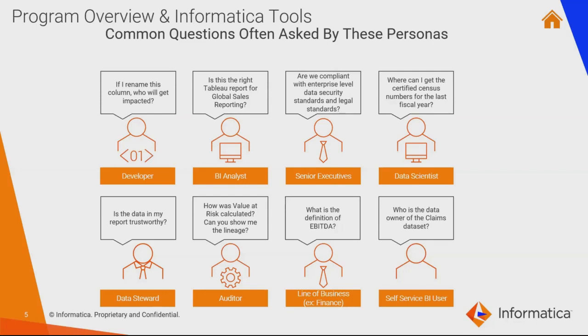And so you see different products in the Informatica stack feed into this in different ways. So we have EDC as that enterprise data catalog that is helping the developer. We have Axon, which is the business glossary that's helping a BI analyst to answer questions from a business perspective.